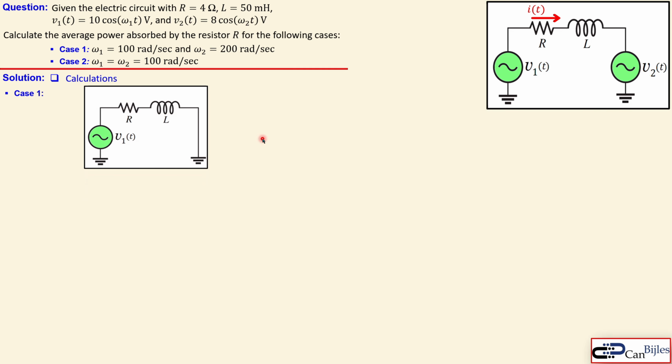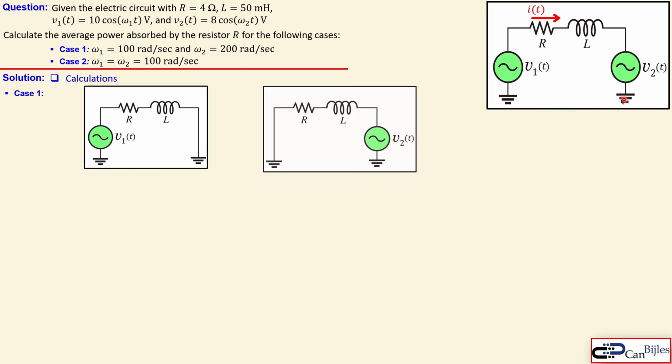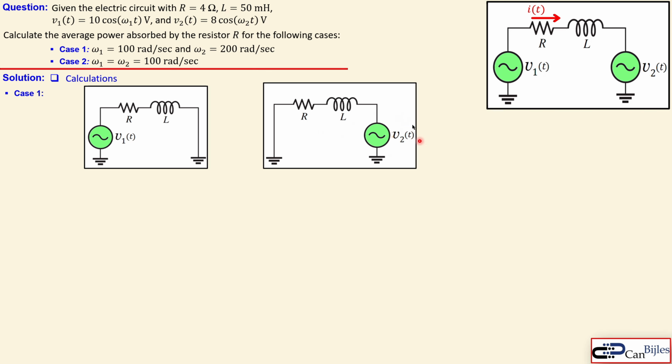We look at the superposition principle. That means we activate one source at a time. So V1 active means V2 will be disabled, that is then actually a short. And when you have V2 only active, that means V1 is disabled. We can go to the frequency domain by changing V1 to V1 as a capital letter here, and also V2 as a capital letter V2. So now everything is in the frequency domain, so we can use phasors that will make the calculation easy.